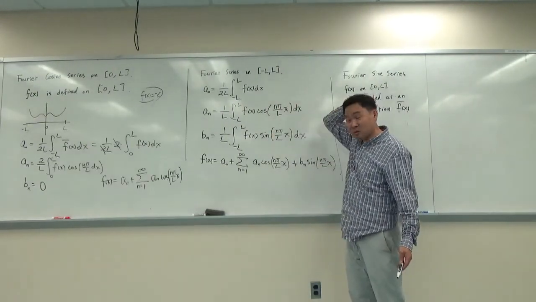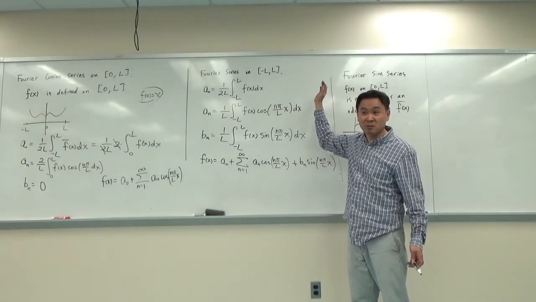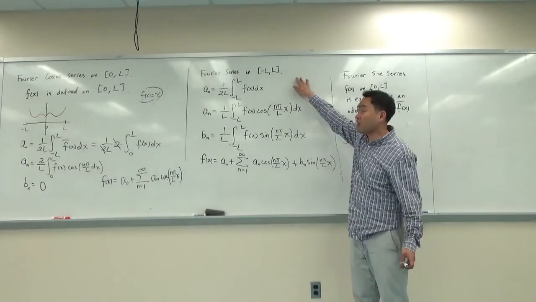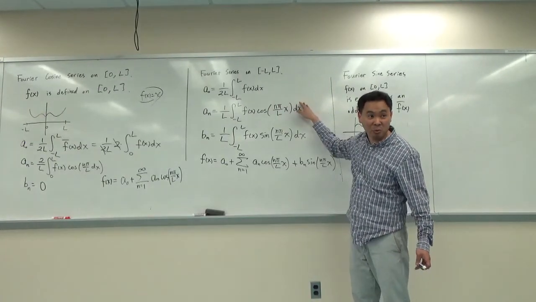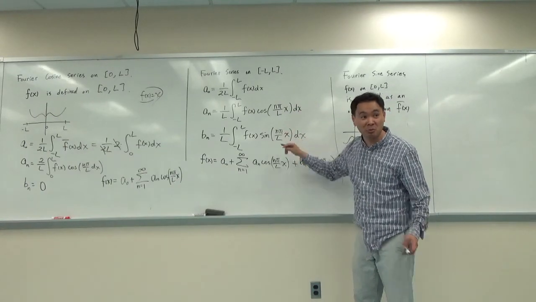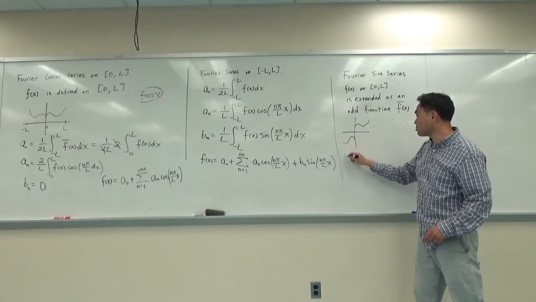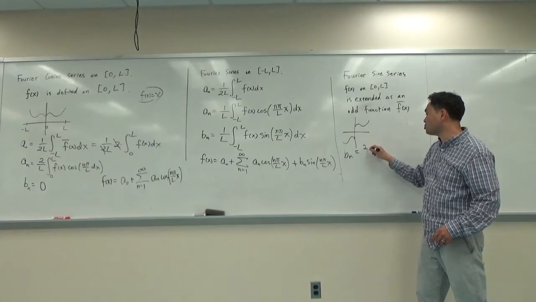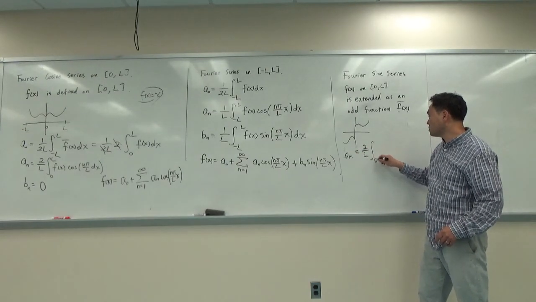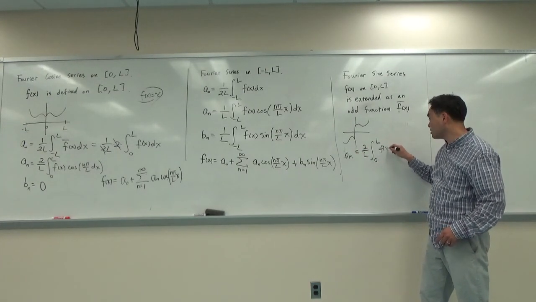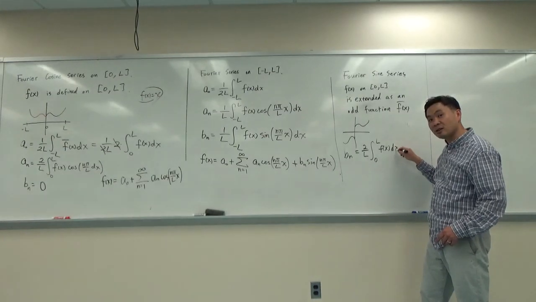Oh, by the way, this time more things will be zero. Which ones will be zero here? A0 and an both will be zero, but bn will be doubled, right? So in this case, you're just going to have bn equal to 2 over L, integral from 0 to L of f of x sine n pi over L x dx. Okay?